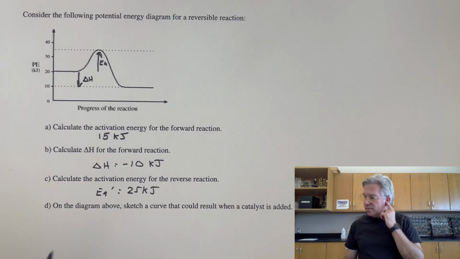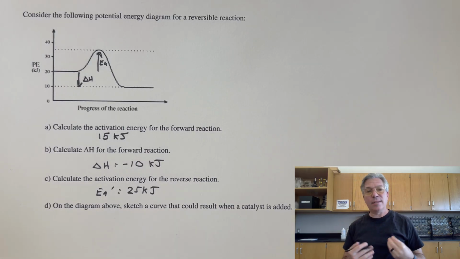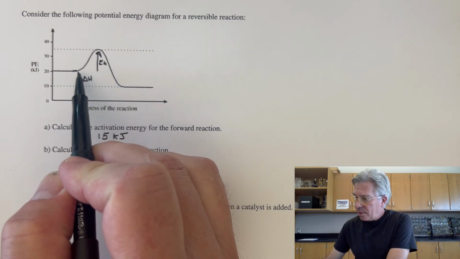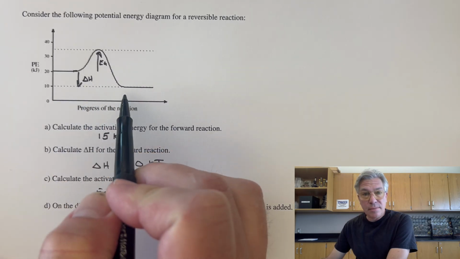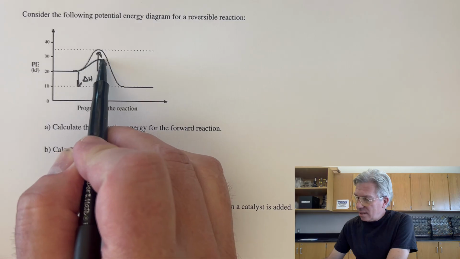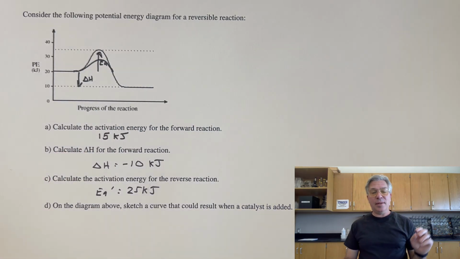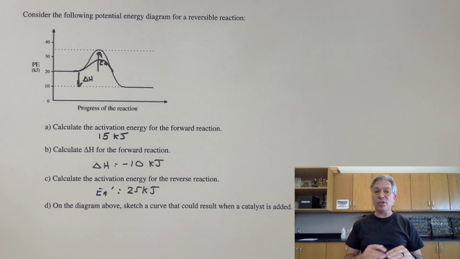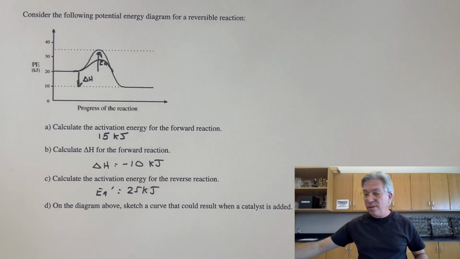And on the diagram above, sketch a curve that would result when a catalyst is added. So we're going to talk about catalysts a little bit more. And what a catalyst does is it doesn't change the start and finish. This is a little preview. What it does do is it changes the energy requirement. A catalyst often speeds up a reaction because it lowers the activation energy and allows more molecules to get over that hump. So that's a little preview. More detail on that coming up in a later episode.